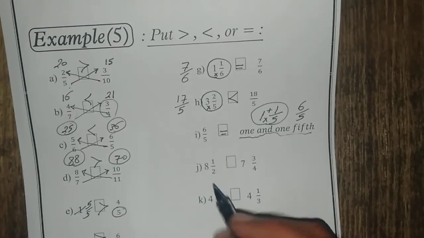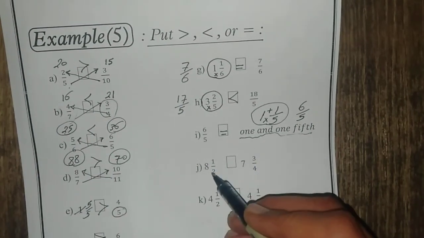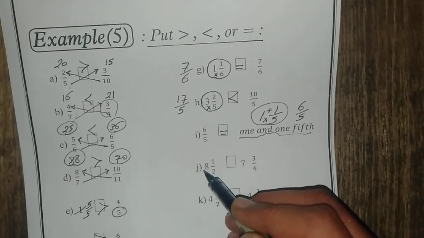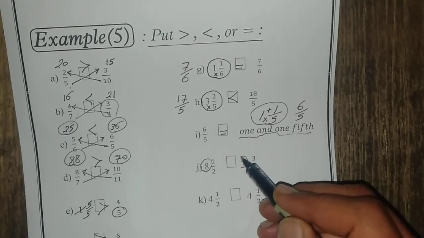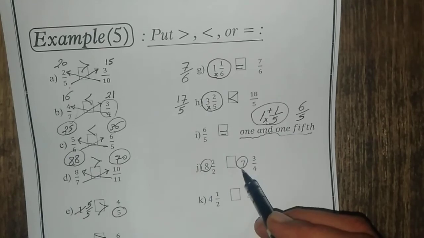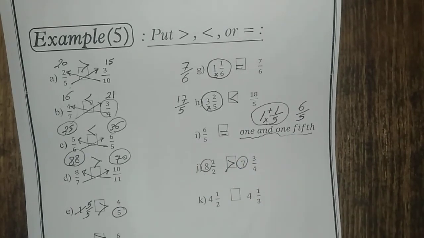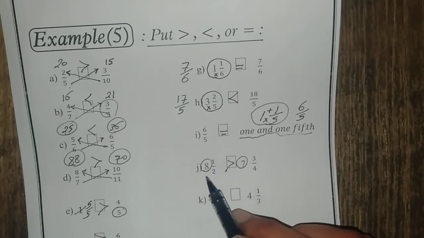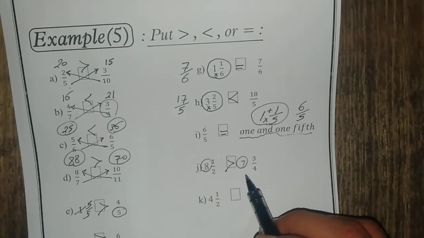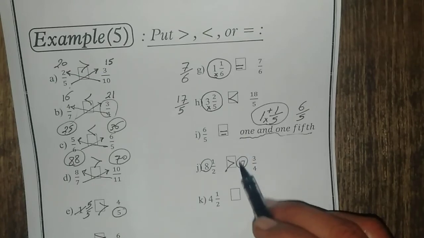Number G, mixed number and mixed number. Look at the first, the whole numbers 8 and 7. 8 is greater than 7. Therefore, this mixed number is greater than that mixed number.